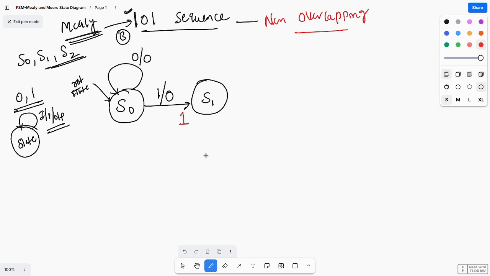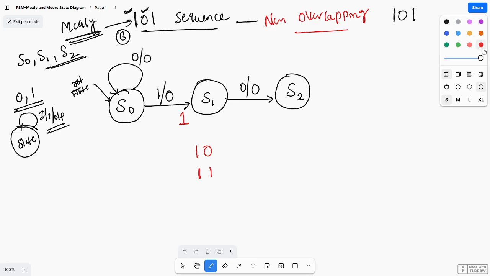At S1 I can get 10 or 11. If it is 10, I got part of the sequence. When you are searching for the sequence 101, if the sequence is matching, it simply goes to the next state. So here it will go to S2. Here the input is 0, and I didn't get the full sequence, only 10, so the output is 0.